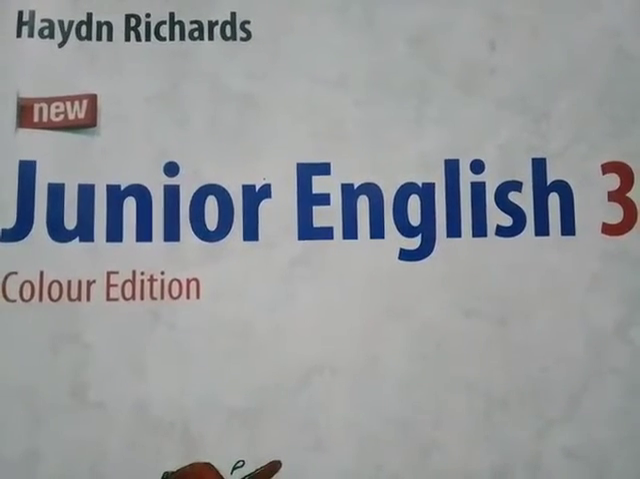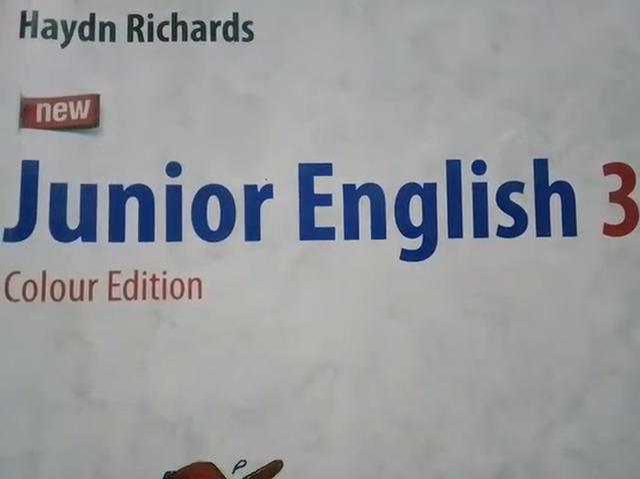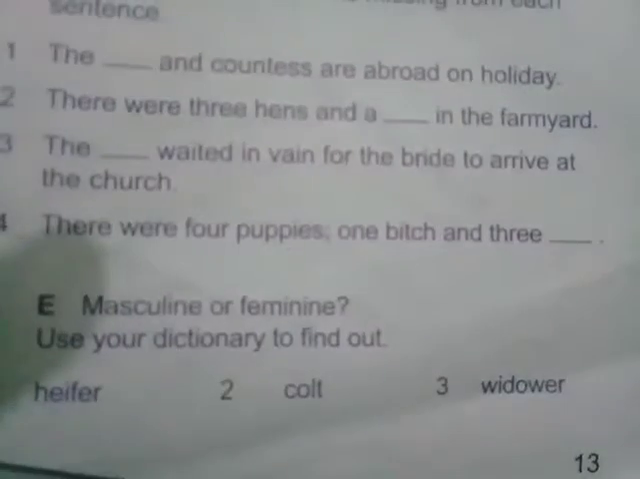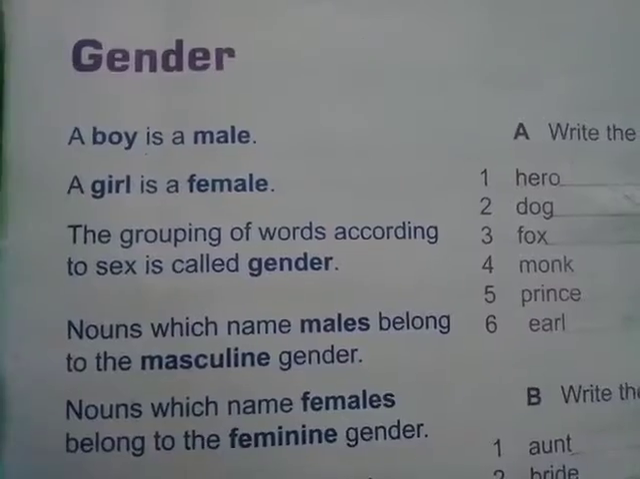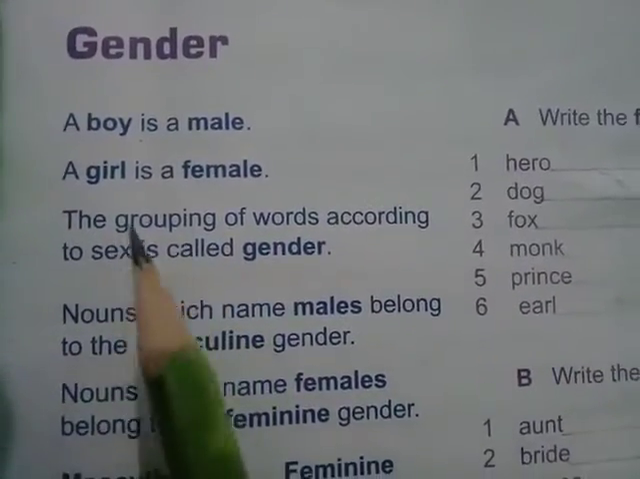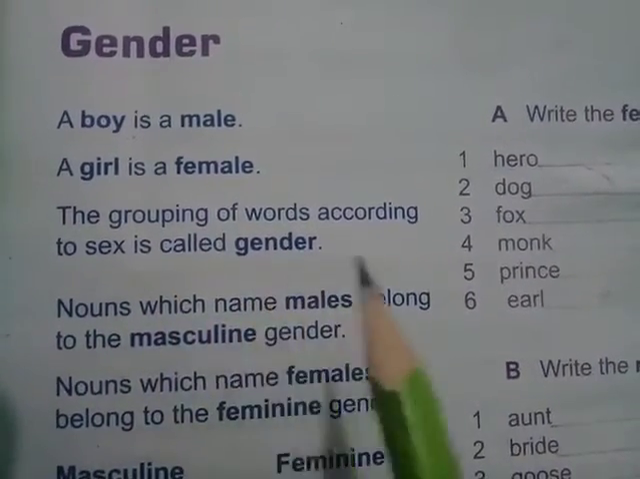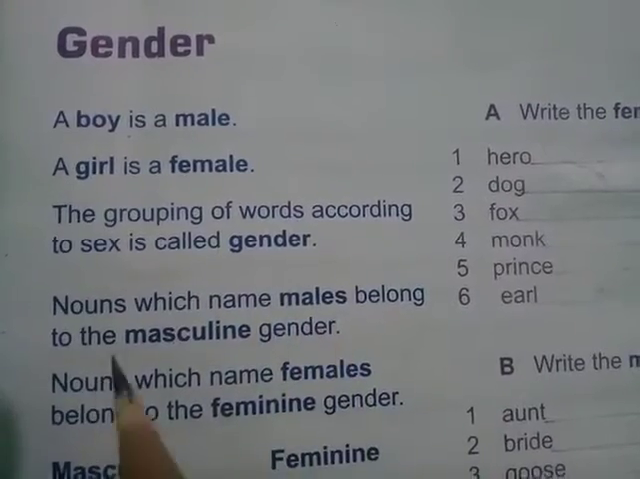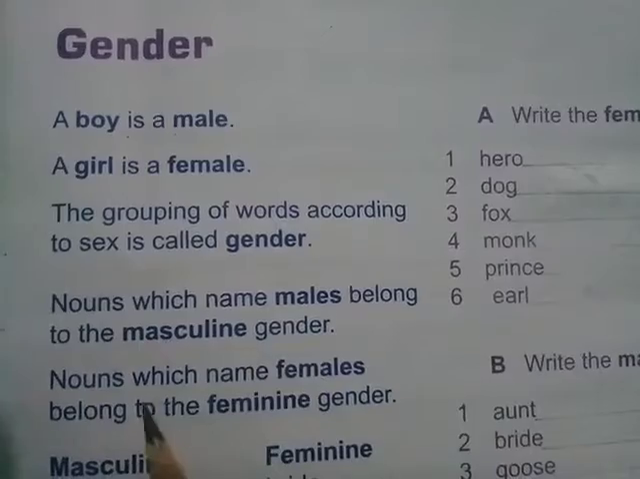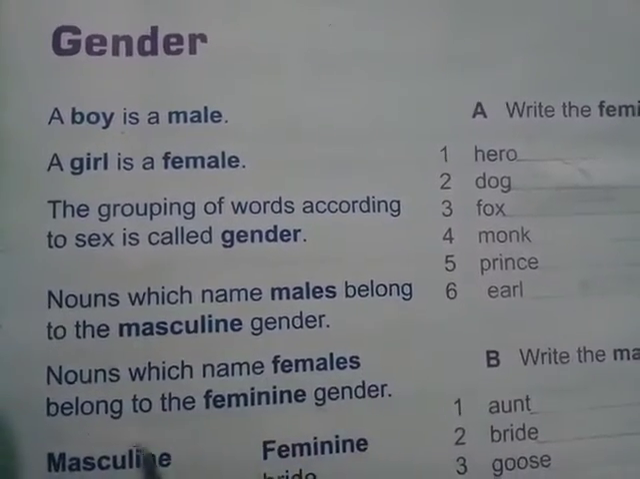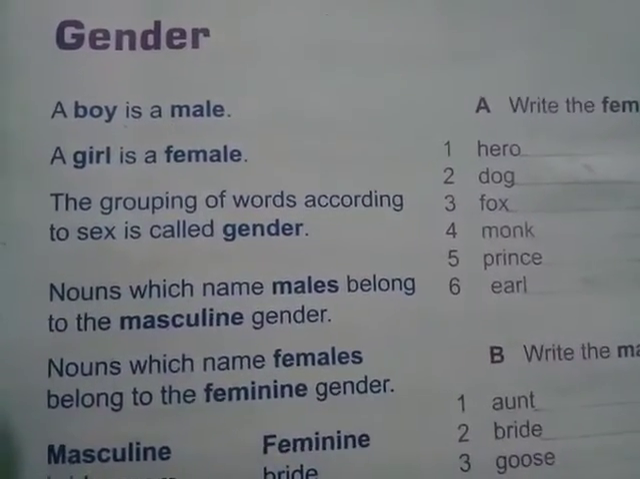So let's start today's lecture. Open your junior English book, and the page number is 13. Dear students, today our topic is gender. A boy is a male, a girl is a female. The grouping of words according to sex is called gender. Nouns which name males belong to the masculine gender. Nouns which name females belong to the feminine gender.